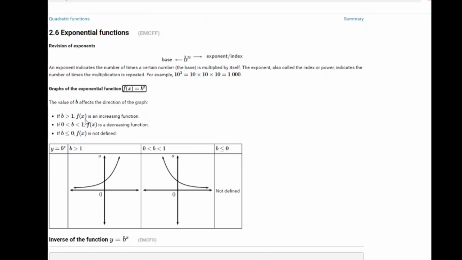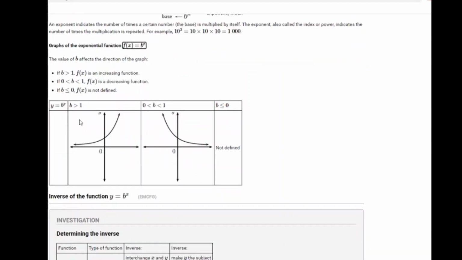If b is greater than 1, then f of x is an increasing function. If b is between 0 and 1, then f of x is a decreasing function, right? If b is less than or equal to 0, then f of x is not defined. So if b is 0 or b is negative, then f of x is undefined. And then they have a picture. When b is greater than 1, we have an increasing function. When b is between 0 and 1, we have a decreasing function. And when b is 0 or less than 0, we don't have a function. F of x is undefined, right?